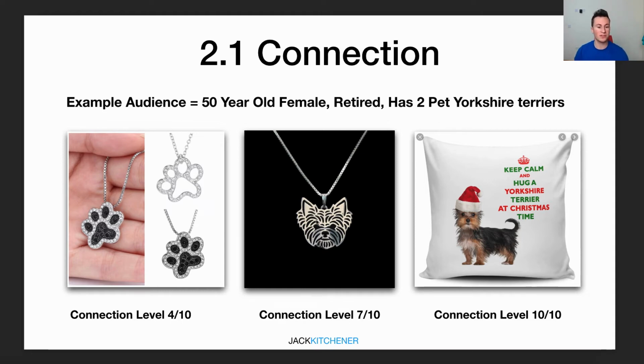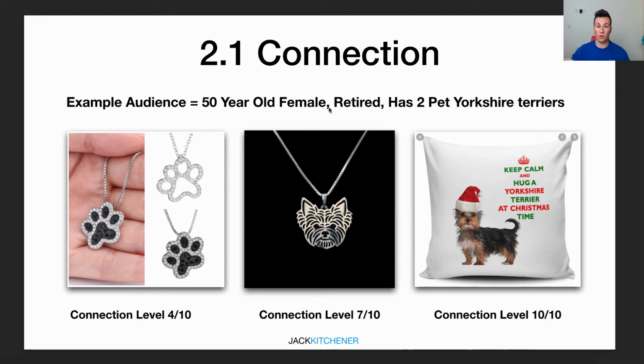We can improve this by actually advertising a Yorkshire Terrier necklace to this audience. The reason that's got a higher connection level is because now we're showing her a dog product that is specific to the actual dogs she owns. So a product like this, put in front of this particular audience as an example, would definitely get more traction. It would definitely get more eyes on. There'd be more interest, more clicks, and the chances are more purchases too, because it's more specific. There's more of a connection with this particular audience.